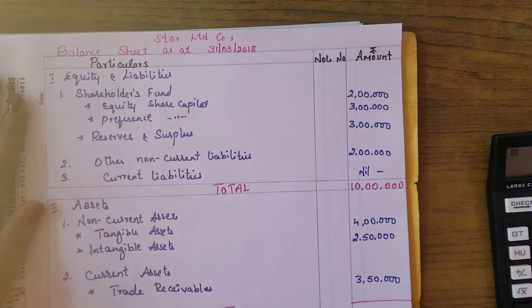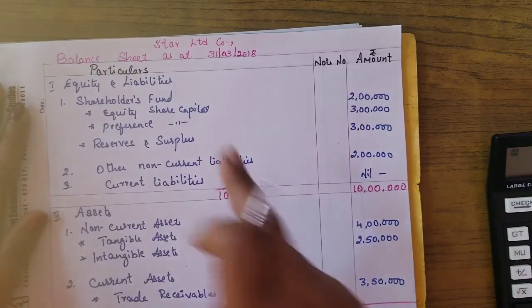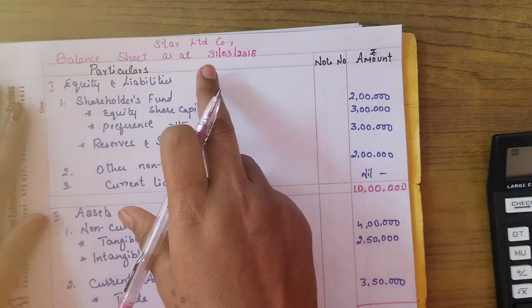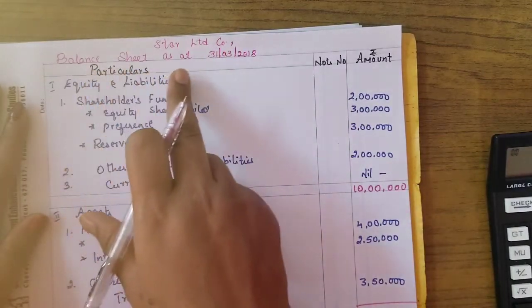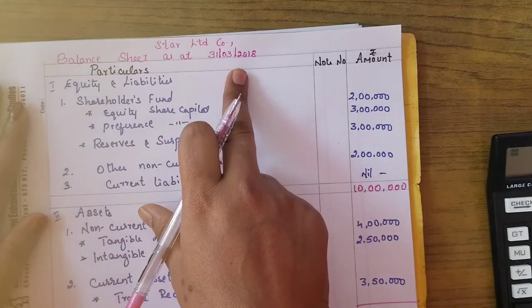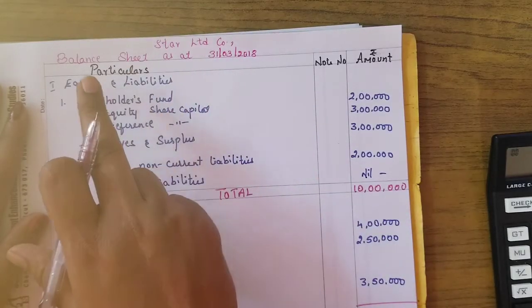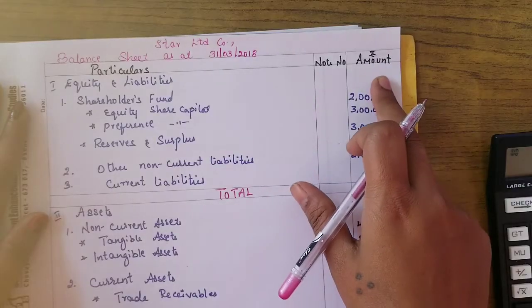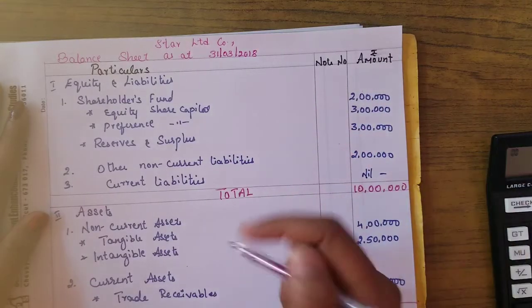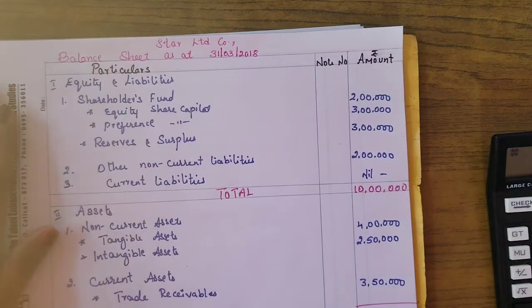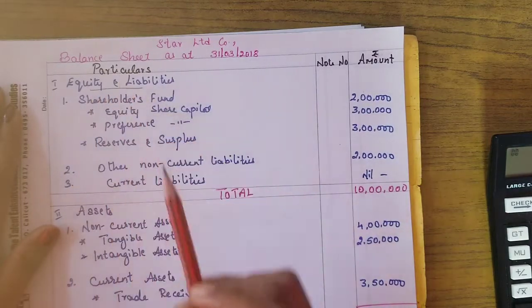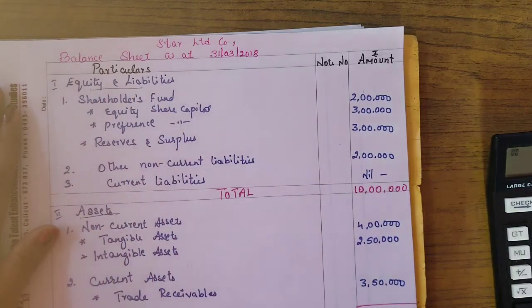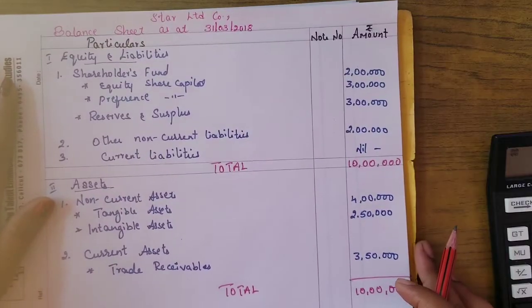Is it okay? So here you need to write the headings, which is important. Star Limited Company balance sheet as at the date which is given in the question. Format: particulars, note number and amount column. Only this much is the format. You need to follow only the headings. Headings are very important. Please make a note of all the headings.